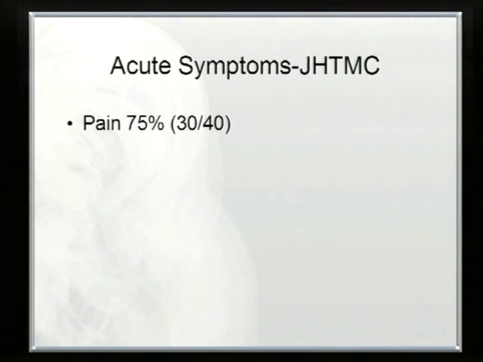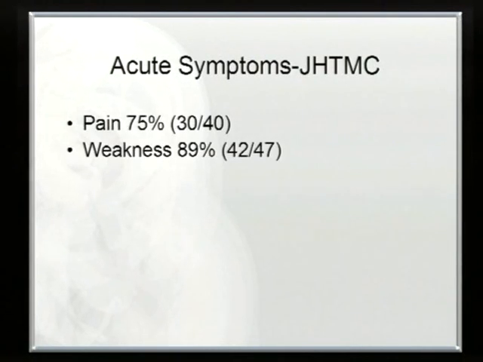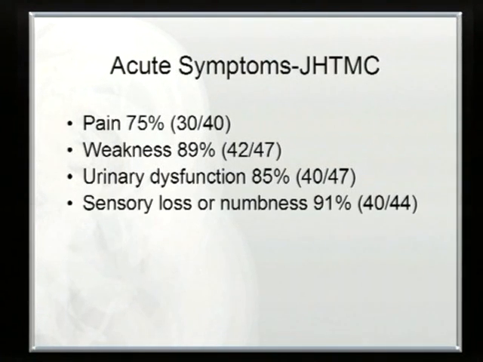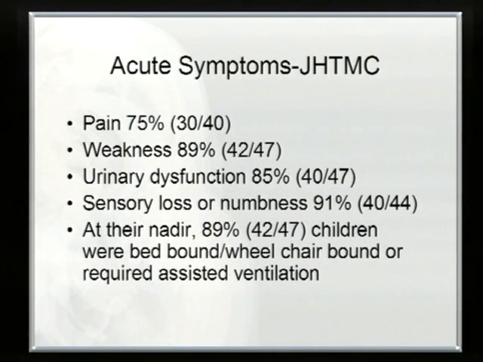This is how we broke down the acute symptoms that presented to our group. Pain is 75%, weakness 89%, urinary dysfunction 85%, sensory loss in 91%. And then at their nadir, most of these children were bedbound or required assisted ventilation. So one possibility is that the group of patients that we're seeing through the Transverse Myelitis Center here at Hopkins represents the more involved group of individuals with transverse myelitis. So there might be a selection bias here.